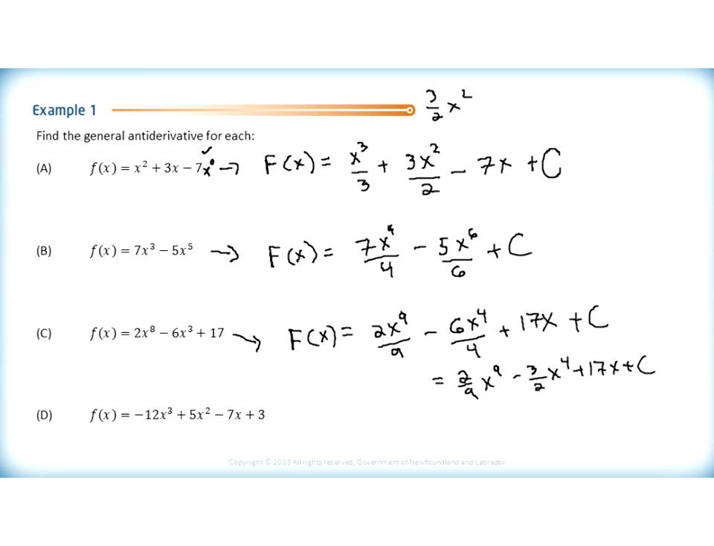Okay, and then for the last one, let's take a look. We're going to have capital F here of x will be equal to, so it's going to be minus 12x to the power of 4 over 4 plus 5x cubed over 3 minus 7x squared over 2 plus, it'll be 3x, and then our arbitrary constant on the end.